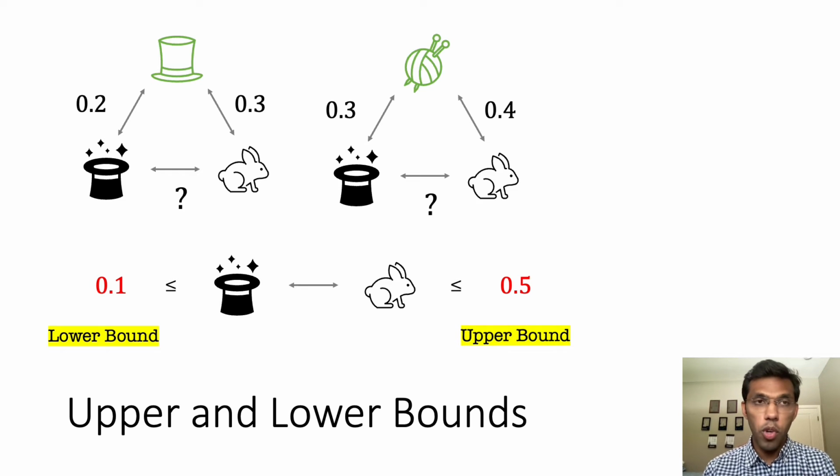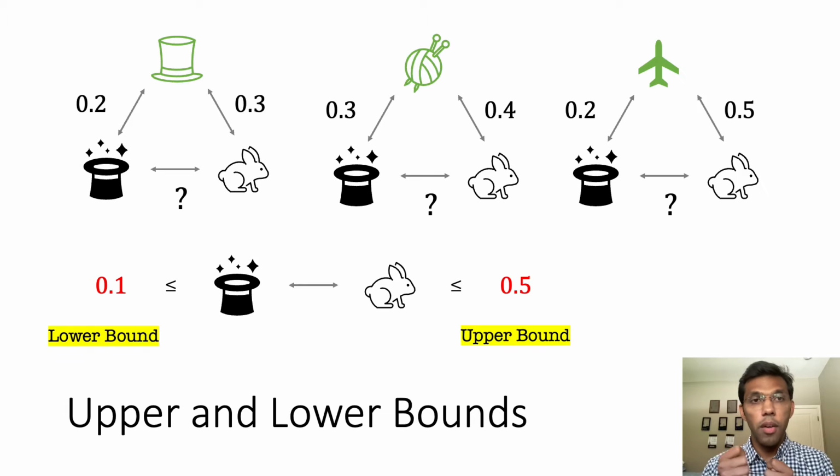Thus, if you have many more objects where you know the distances to the black hat and the rabbit, you can get better estimates of what these values are going to be. From all the lower bounds available, the largest one is going to be the best lower bound, and from all the upper bounds, the lowest will be the best upper bound.